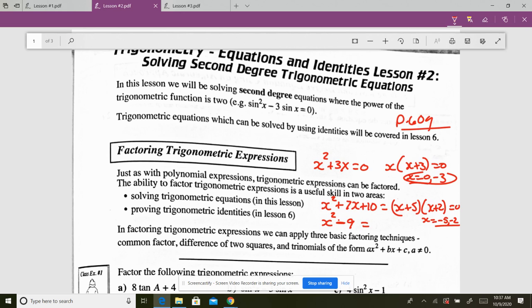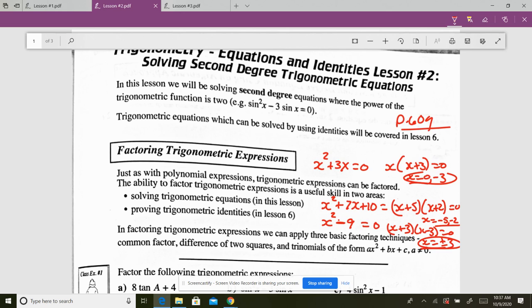x squared minus 9, I guess I should say equals 0. How do you factor that? That is a difference of squares. When you have something squared, a subtraction sign, and another perfect square. So that's going to turn into x plus 3, x minus 3. So x is equal to plus or minus 3.